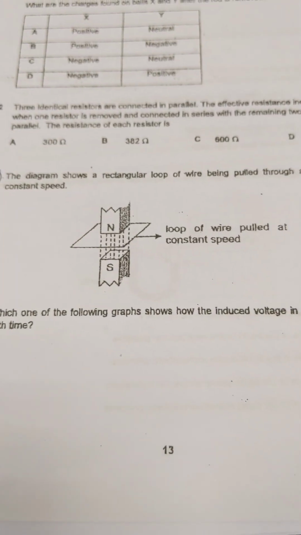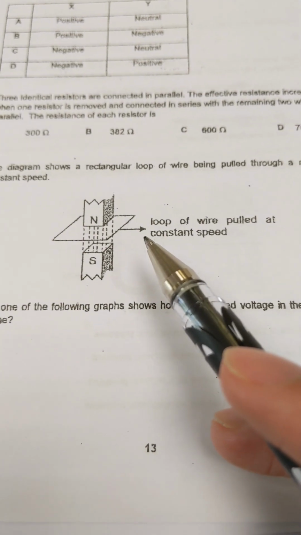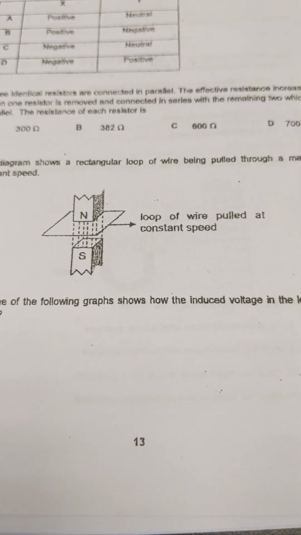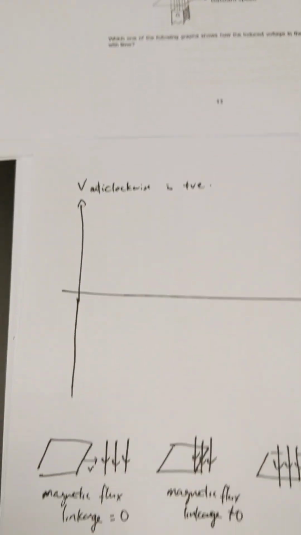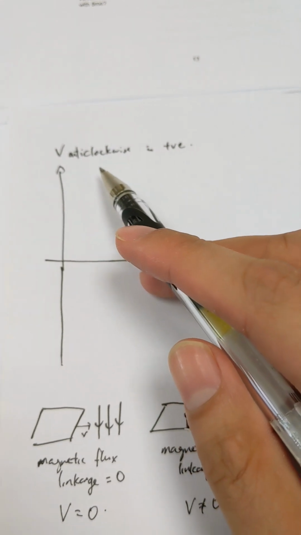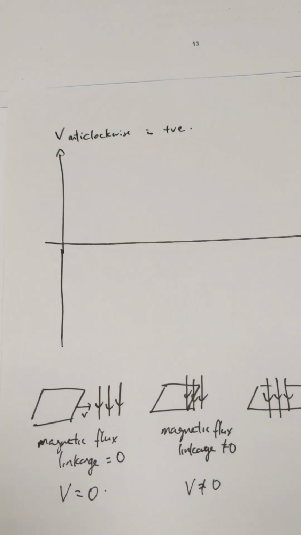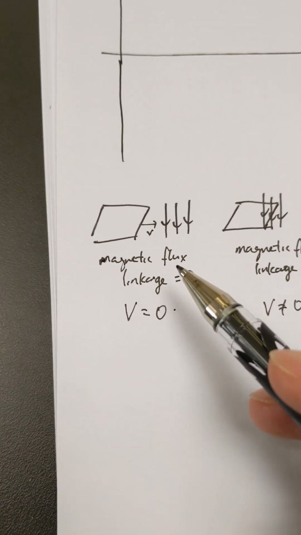This is an EMI question. Here we have a loop of wire that is being put through a magnetic field at constant speed. We're going to find out how the induced voltage in the loop varies with time. So we have to draw a graph, and let's assume that anti-clockwise is positive. So let's start with the original situation.